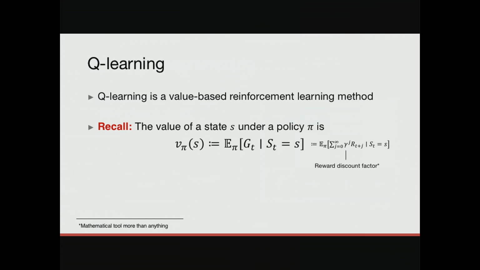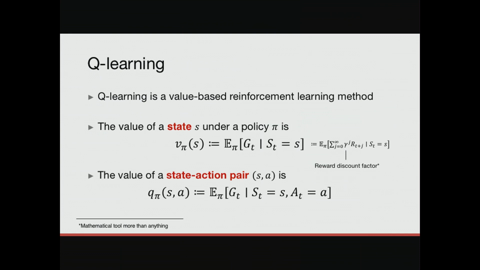Before, I said that the value of a policy was the expectation of returns, period. And the value of a state and a policy is the expected value of such returns starting in a certain state. We can stratify this further if we like and say that the value of a state-action pair is the expected return starting in a certain state and taking an action A, and after that following the policy pi. This would be the so-called Q value of a state-action pair (S, A). Okay? And this is where Q-Learning gets its name.